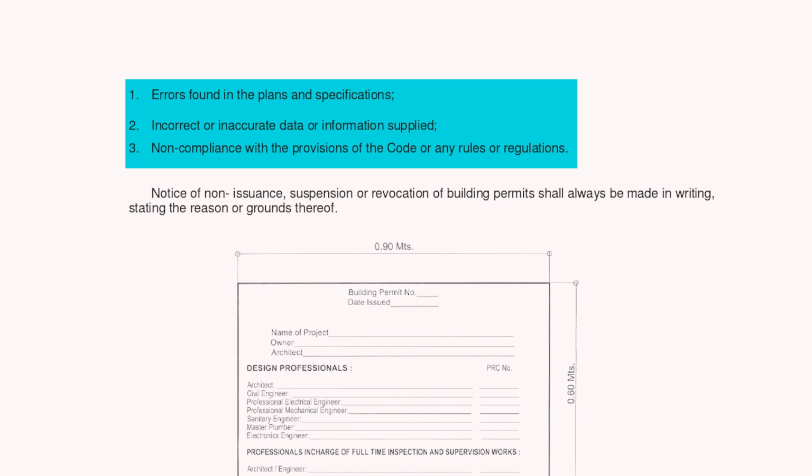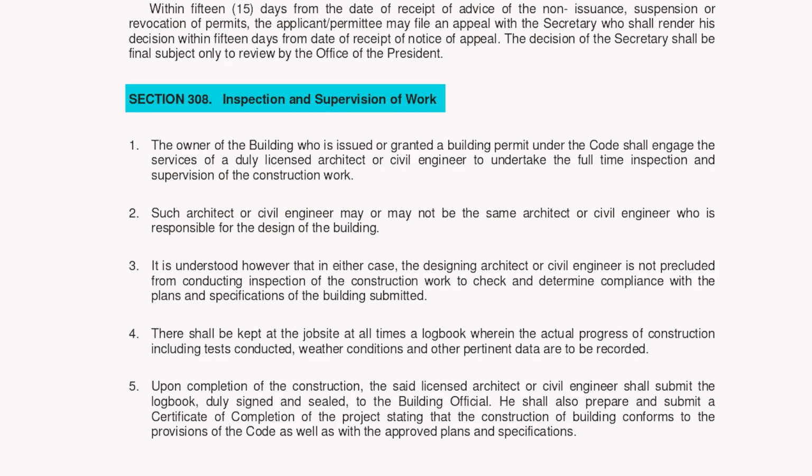Next, let's talk about the inspection and supervision requirement. This is a requirement of the building code. The owner is required to hire an architect or a civil engineer for the full-time supervision of the project. There has to be a full-time supervisor. And it must either be an architect or a civil engineer, and it's the owner's job to hire this full-time supervisor. This is not optional.